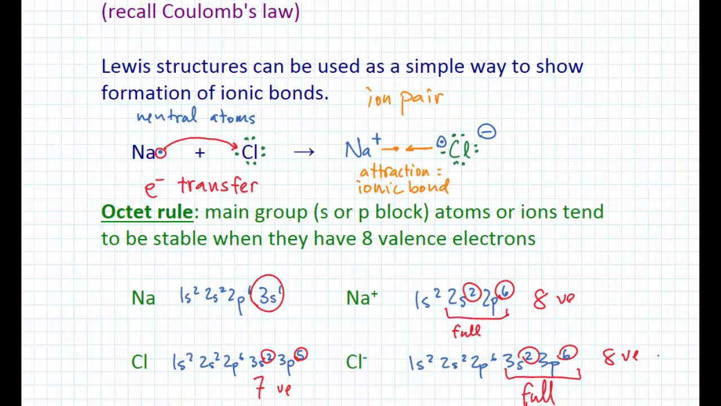So look at our octet rule. Main group atoms, that's atoms in the s or p block generally, they tend to become stable when they have 8 valence electrons. That has everything to do with electron configuration, and specifically those orbital diagrams. When s is full, that's a little sphere in the center. When p is full, remember, every p subshell has a px, py, and pz, right? x, y, and z like that.